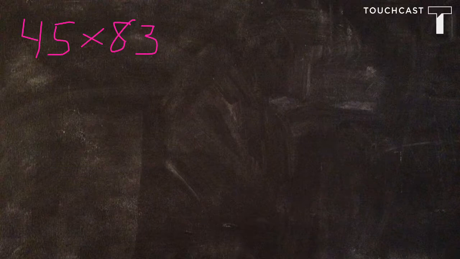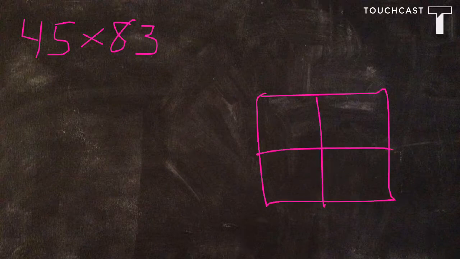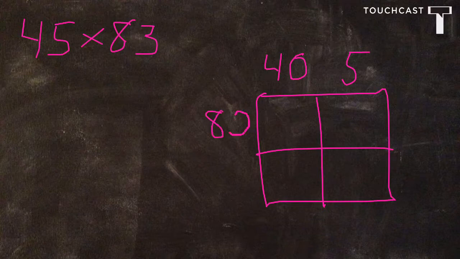Okay, hopefully you have an answer, and let's check it. So setting it up, draw the area model. Ooh, that's kind of small. I hope I can get my numbers in there, but we'll do it anyways. So 45, using the distributive property, is 40 plus 5. And 83, using the distributive property, is 80 plus 3.